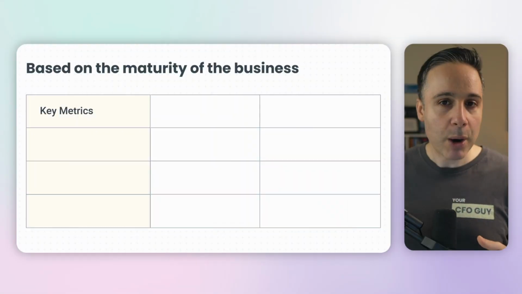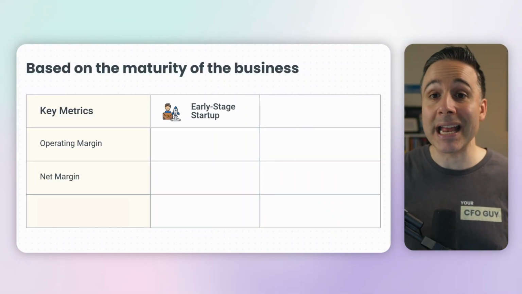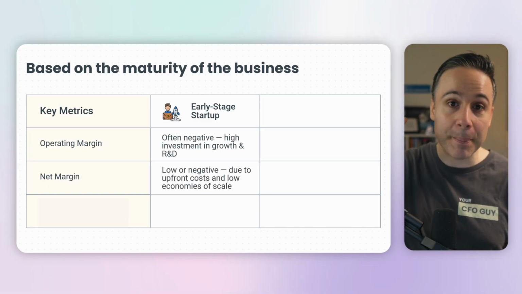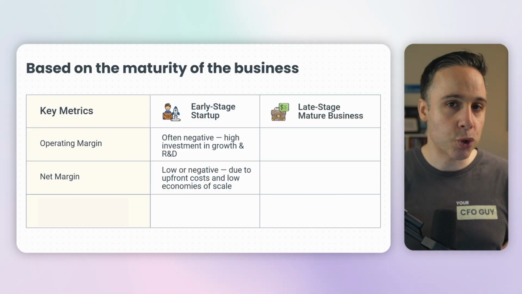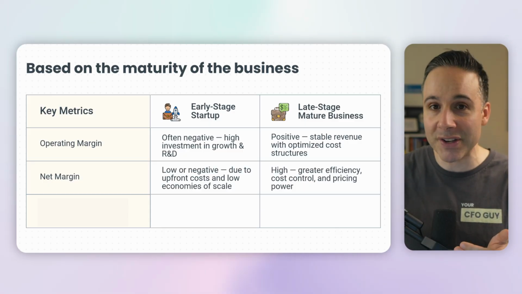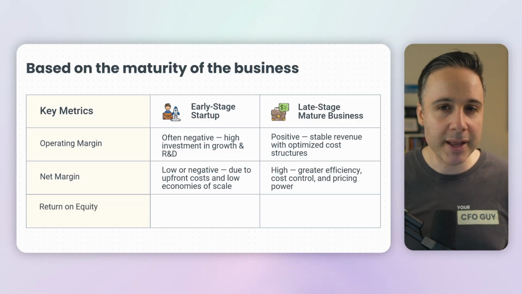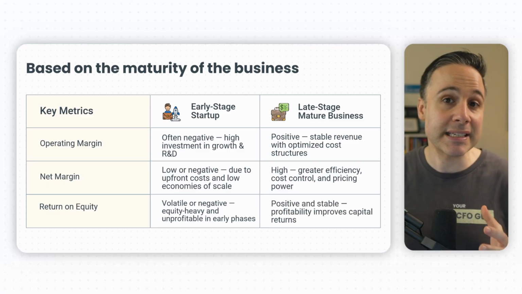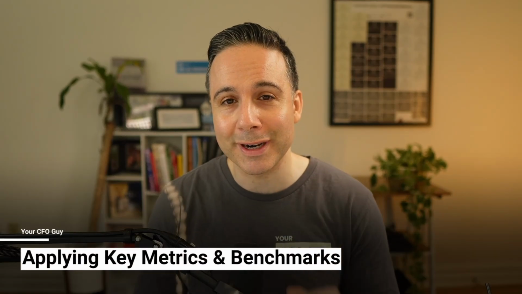Now, for your operating margin, net margin, and return on equity, those are less dependent on the industry and more dependent on the stage of your business. For example, I work with a lot of early stage startups, so their operating and net margin is often really low or negative because they're really just reinvesting everything back into their growth. Late stage and mature businesses have positive and higher margins because they're more focused on returning the capital back to their investors. And that's similar for return on equity. It can be pretty volatile or negative for an early stage startup and often much more positive and stable for later stage businesses.